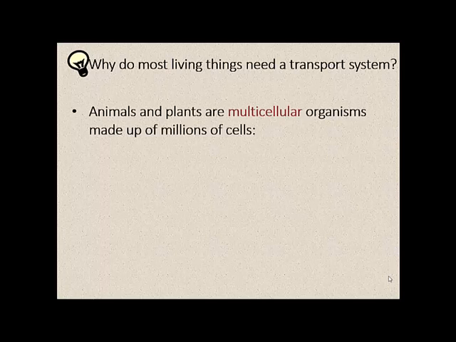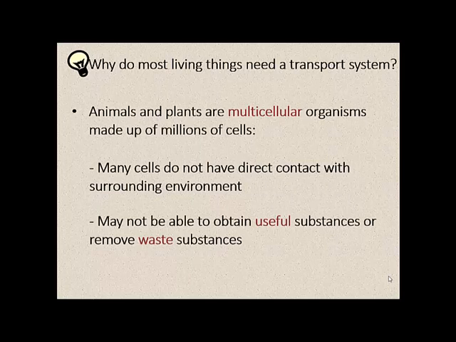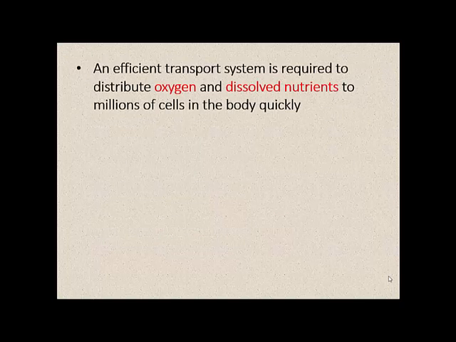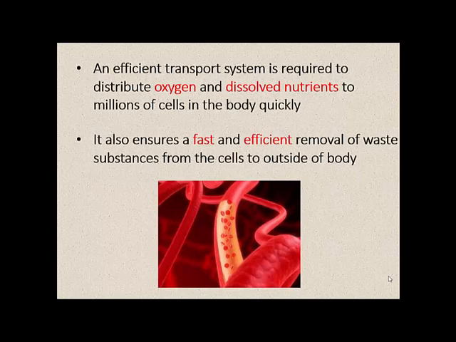Animals and plants are multicellular organisms made up of millions of cells. Many cells do not have direct contact with the surrounding environment. As a result, they may not be able to obtain useful substances, or removal of waste substances cannot occur. An efficient transport system is required to distribute oxygen and dissolved nutrients to millions of cells in the body quickly. It also ensures a fast and efficient removal of waste substances from the cells to outside of the body.